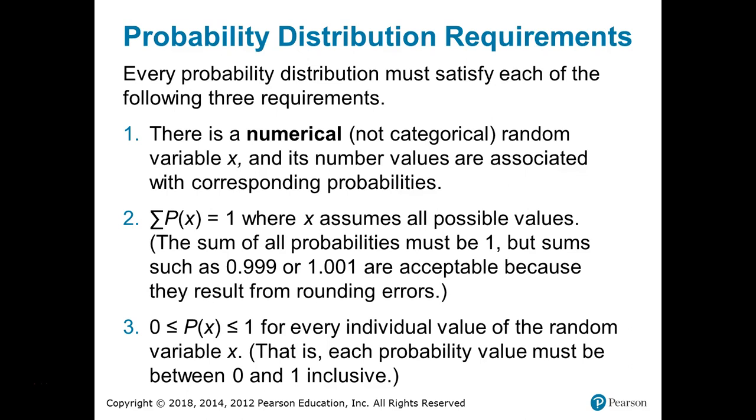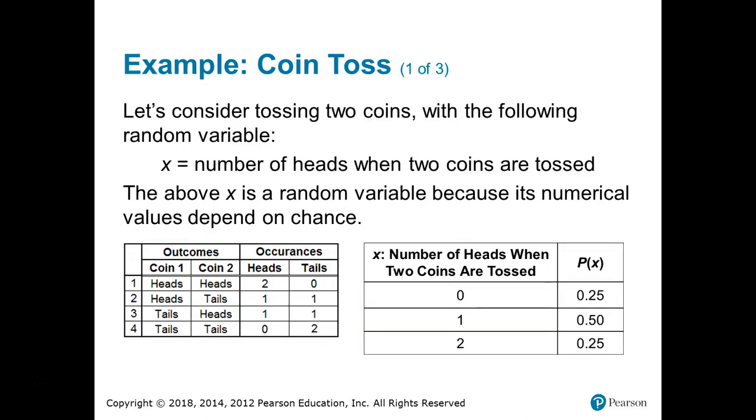The summation of the probabilities must equal 1, meaning that you can't have the sum of all the probabilities being more than 1 or less than 1. They must be exactly 1, minus rounding errors, they feel the need to say. And then each of the individual probabilities must be between 0 and 1. You can't have a probability greater than 1, and you can't have a negative probability.